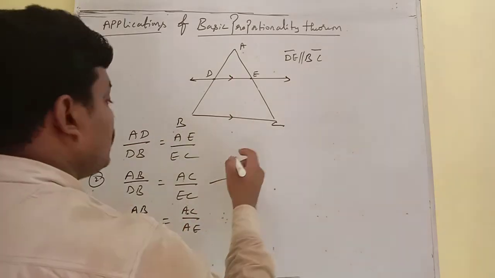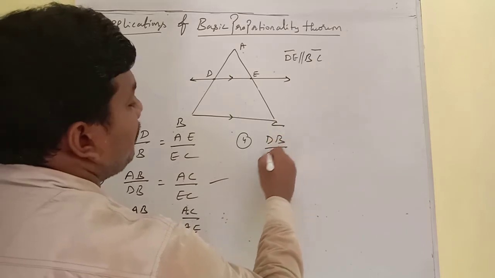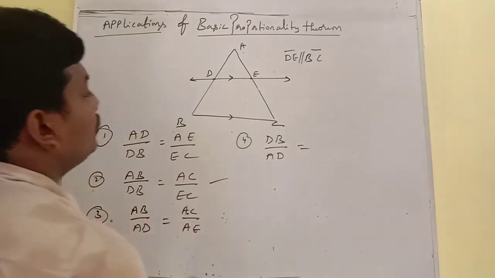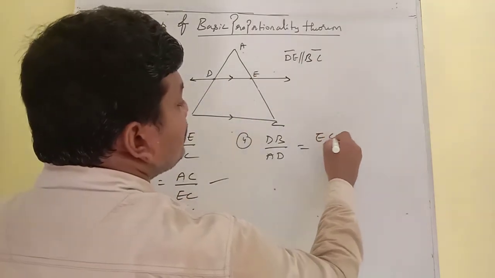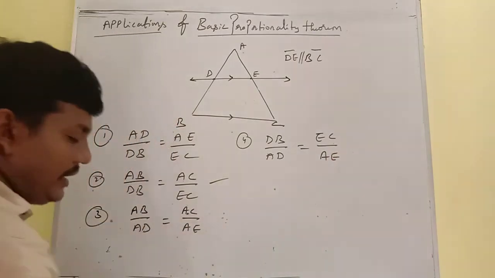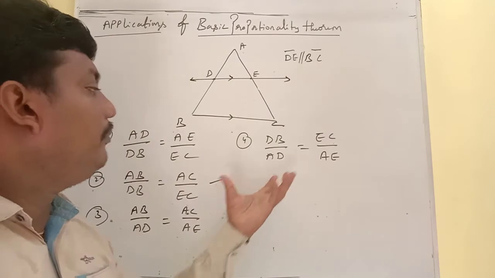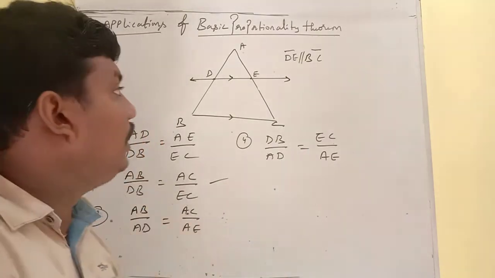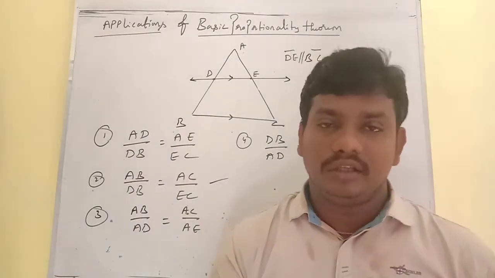The reverse is also possible, so that is the fourth form: DB by AD is equal to EC by AE. Like that we can write a number of relations based on the basic proportionality theorem.